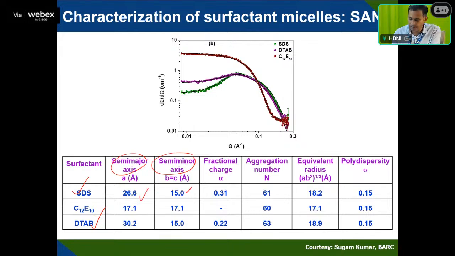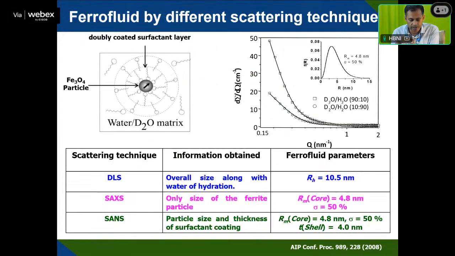this major axis, minor axis, as well as the polydispersity index. This here is 15% polydispersity. So all this information you can get from small angle neutron or X-ray scattering.